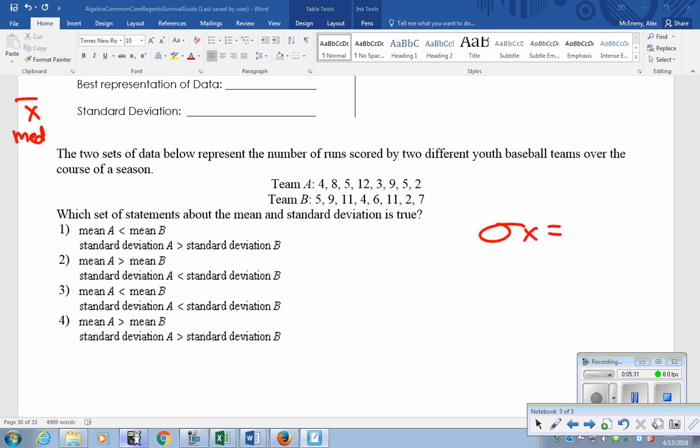And they want you to, for this one, do comparisons of the mean and the standard deviation. So you want to write those down for each team. And then from there, you can go ahead and see which one is true based on the less than or greater than signs that you see in the question.